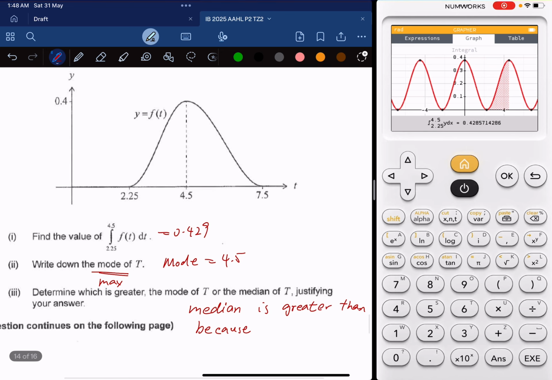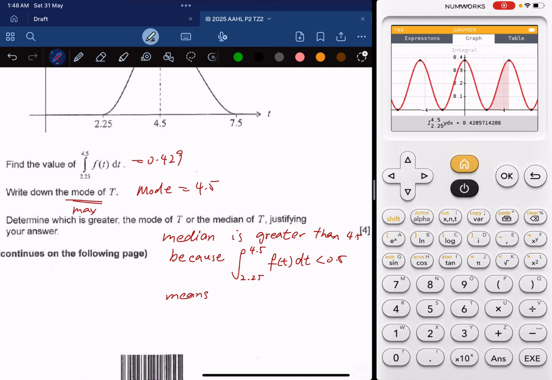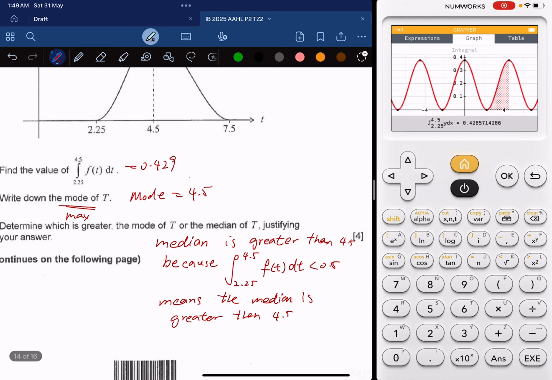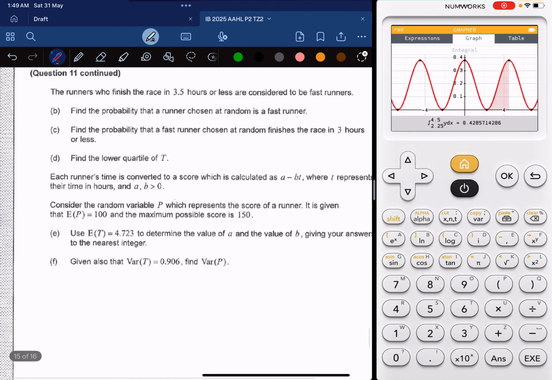So because the integral of 2.25 to 4.5 of ft is smaller than 0.5, it means the median is greater than 4.5. Okay, so like the mode. So I think you just need to write something like this. That will be okay. Okay, so part A is just a concept question. Okay, part B.